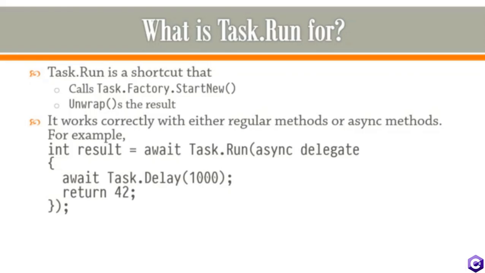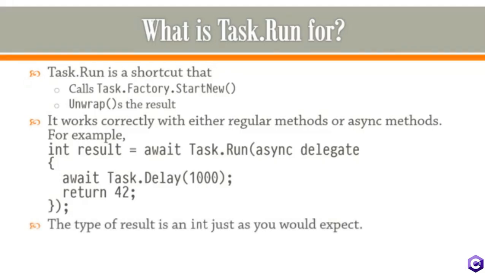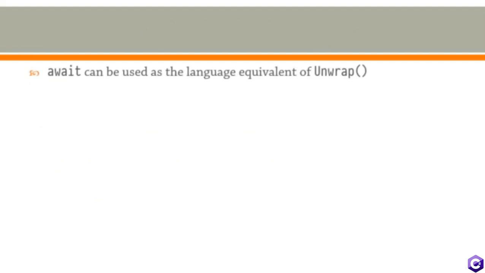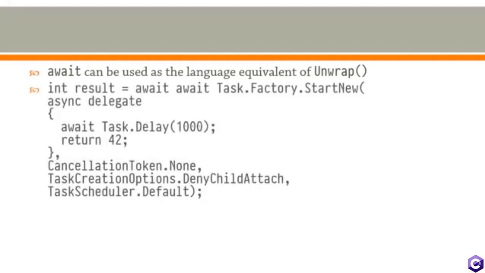So for example, here I await Task.Run, I provide an async delegate, and guess what? The type of the result is going to be just an ordinary int, as you would expect, instead of a Task of int, for example. So the takeaway from this example is that you can think of await as a kind of language equivalent of unwrapping something. And as a result, you can call await on something in a series. So for example, if you get a Task of Task, you can simply call await twice. So this example that I'm showing you right here, it's not a typo.